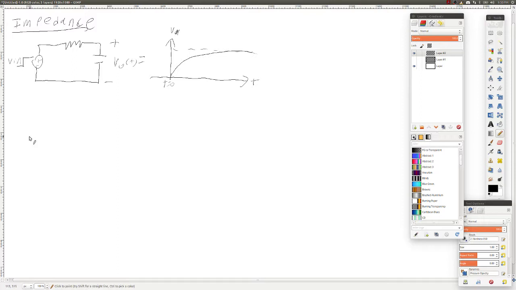So we're going to go ahead and start talking about something a little weird. Basically, when we first learned about resistors, one of the really neat tricks that we learned was the voltage divider.